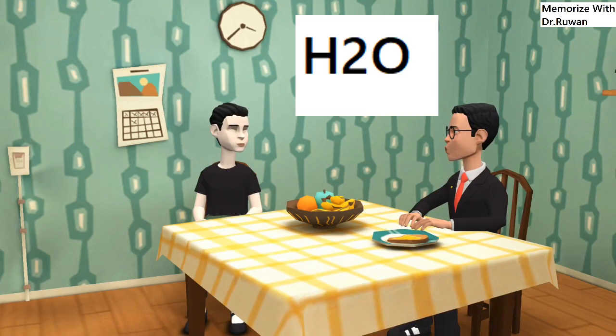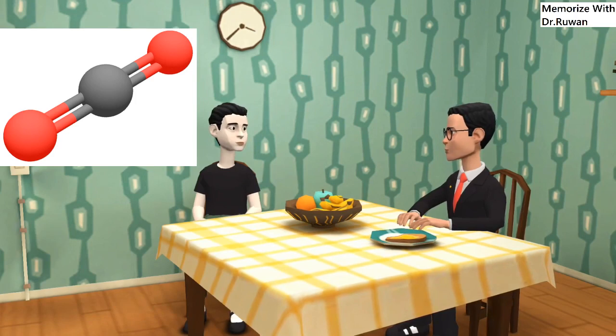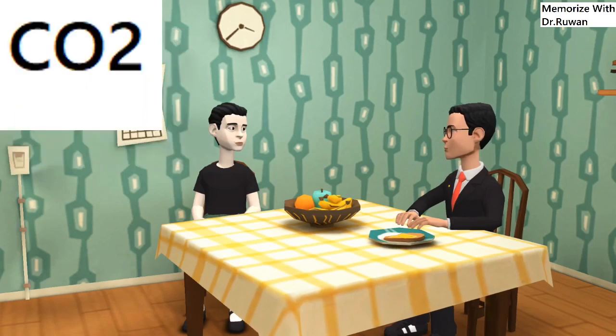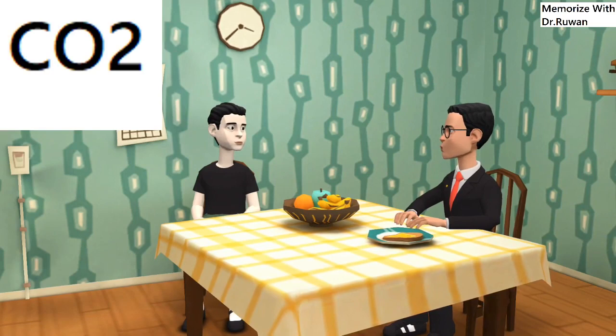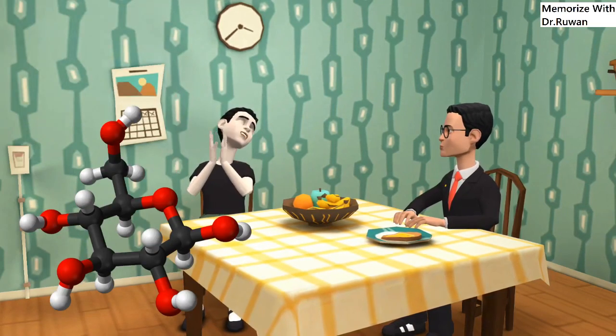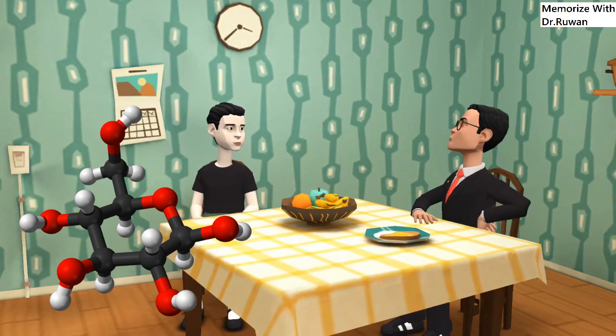There is also another gas called carbon dioxide, which forms when 2 oxygen atoms join with 1 carbon atom. We can write it as CO2. Lastly, I want to tell you about the glucose molecule. I know about glucose. It's really yummy. I like eating glucose. Me too.